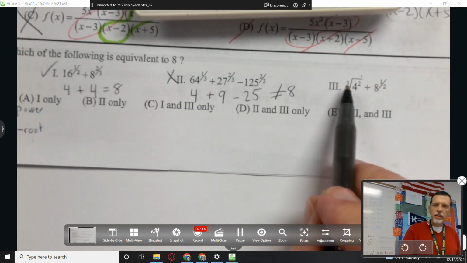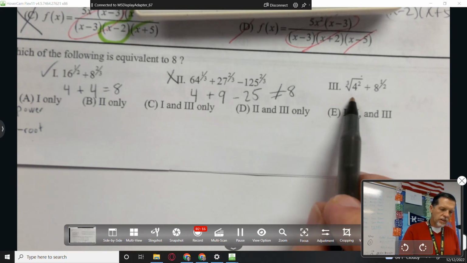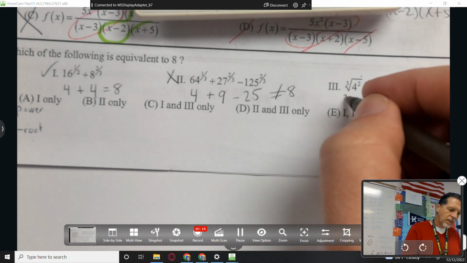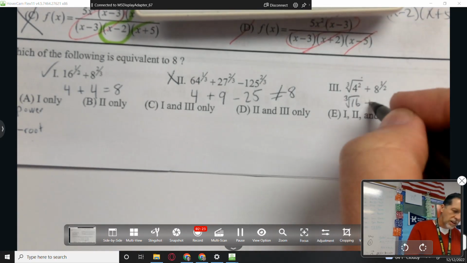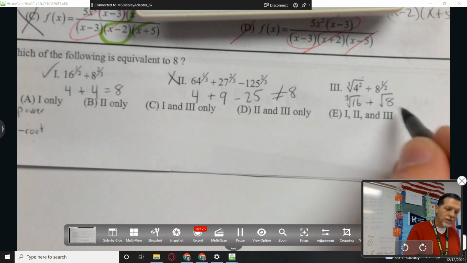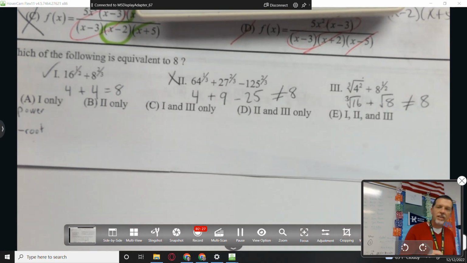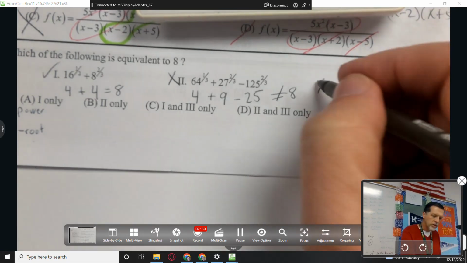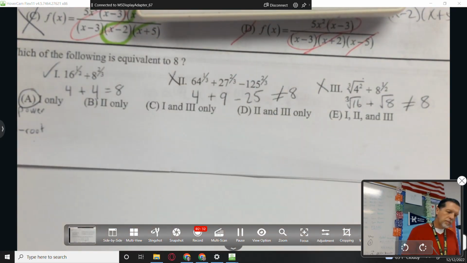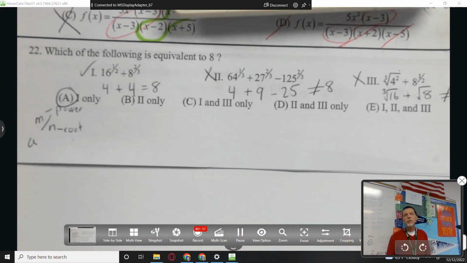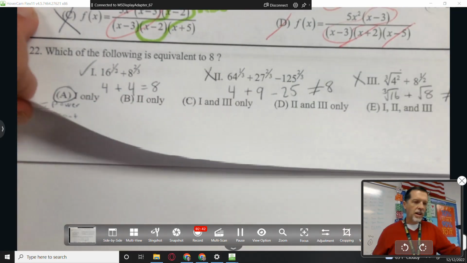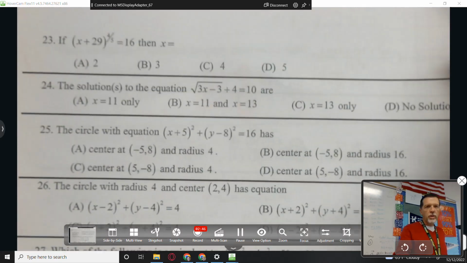Let's see, the cube root of 4 squared. 4 squared is 16. 16 doesn't have a nice cube root. And 8 doesn't have a nice square root. So I don't know what that is, but that's definitely not equal to 8. So 3 is out. So 1 only. The main thing is flower power's in the top, the root grows underneath, and you normally do the root first to make life a little easier. Number 23.